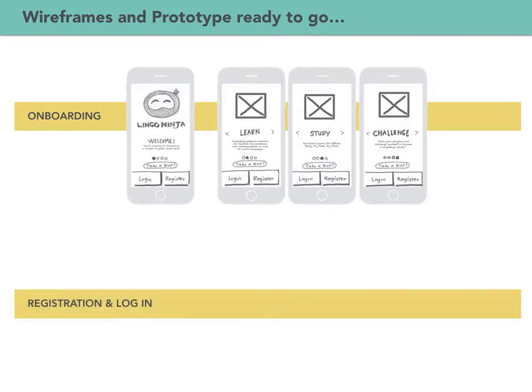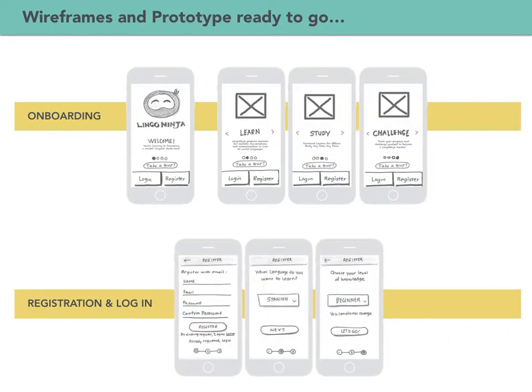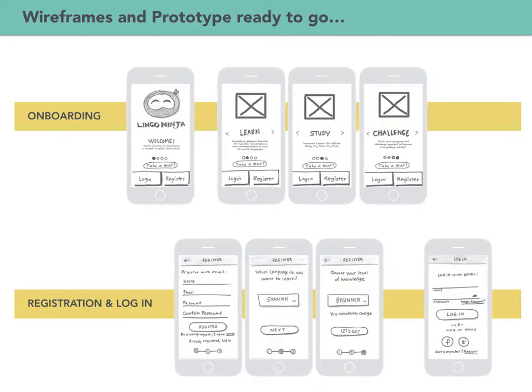Next is the registration and login screen. Registration is a simple 3-step process. Registration, choose a language, and the level. Once the account's registered, upon returning to the app, Ashley can log in using her email, Facebook, or Google Plus account.